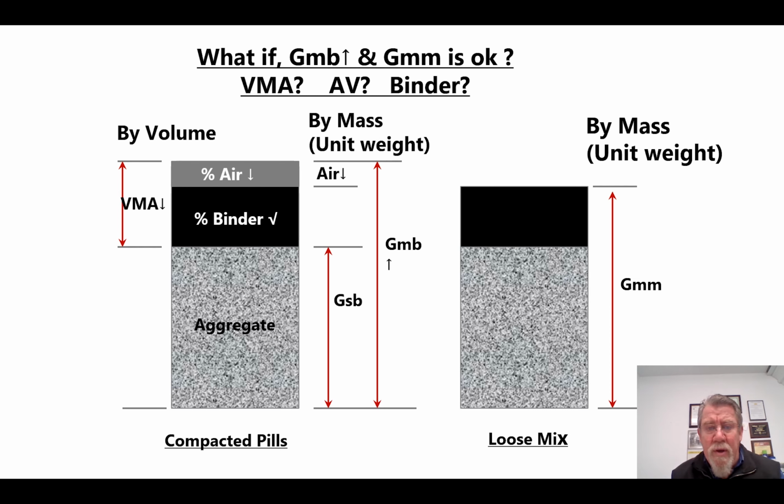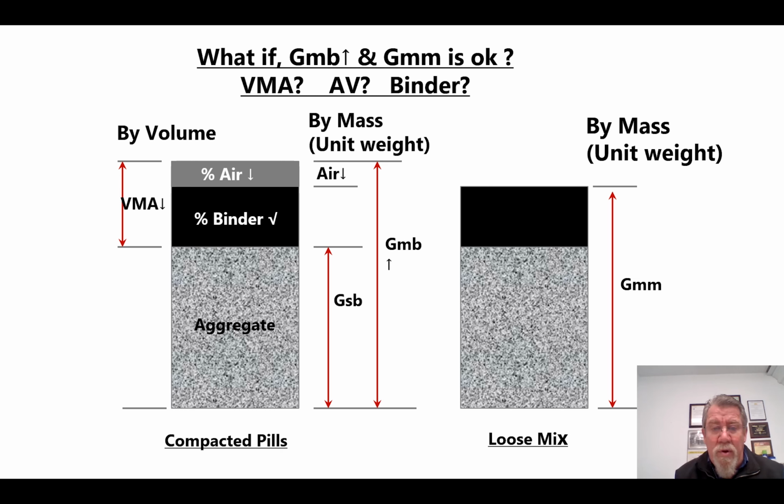So if your GMB goes up, your GMM is okay. How does that affect your VMA? Well, your VMA is going to go down. Just keep in mind that when you're looking at the differences between GMB and GMM, about a 0.025 change, in this case, if it goes up, it's going to bring your GMB and your GMM closer together. 0.025 is going to be about a 1% change in VMA.